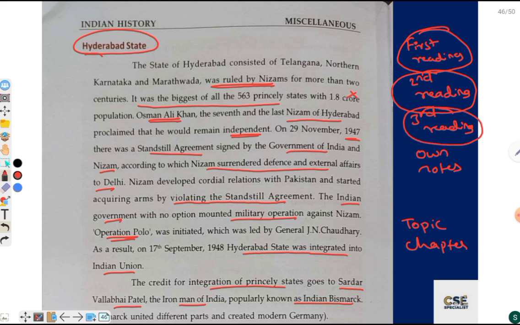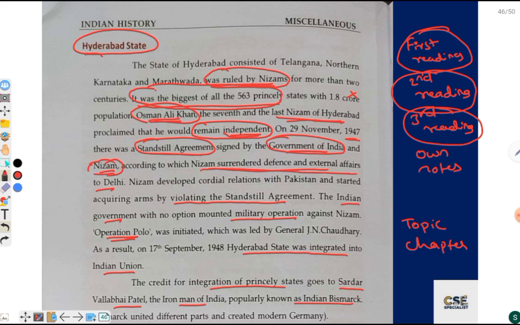In the third reading, just make notes from the keywords. Hyderabad state, just write it was ruled by Nizams. Then Hyderabad was the biggest state of all the 563 princely states. Osman Ali Khan, last Nizam of Hyderabad, decided to remain independent. So, standstill agreement between Government of India and Nizam. In this standstill agreement, Nizam surrendered defense and external affairs but violated the standstill agreement. Then the Indian government mounted the military Operation Polo, and Hyderabad state was lastly integrated into the Indian Union.